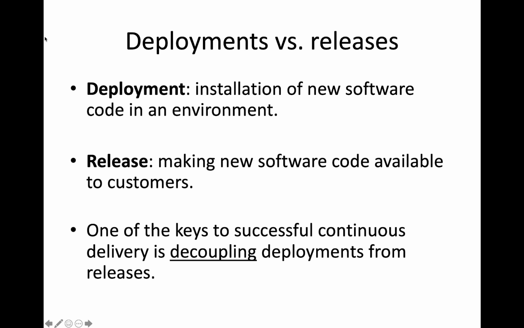But one of the keys to successfully releasing software to customers is to decouple our software deployments from our software releases. And by decoupling, I mean that we separate the two. So we have the ability to deploy our software, but then actually release our software to customers at a different time.